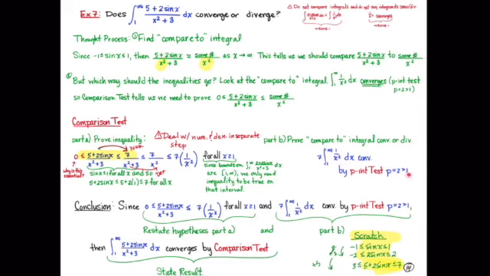And if you're in a pinch and you don't remember the p-integral test, you can integrate this and you would get back a finite number and then it converged. But the p-integral test is a lot faster. So it's better to use this if you can. Okay, and then give your conclusion.